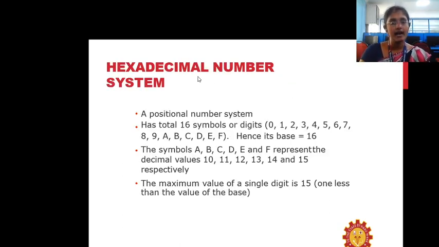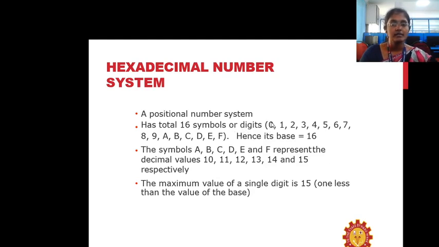Then next is the last number system, the hexadecimal number system. It is also a type of positional number system, so it also has a set of input symbols. Each and every symbol in the calculation will be represented by its position. The next point is that it has "hexa", which means 16. So in total it has 16 symbols or digits.